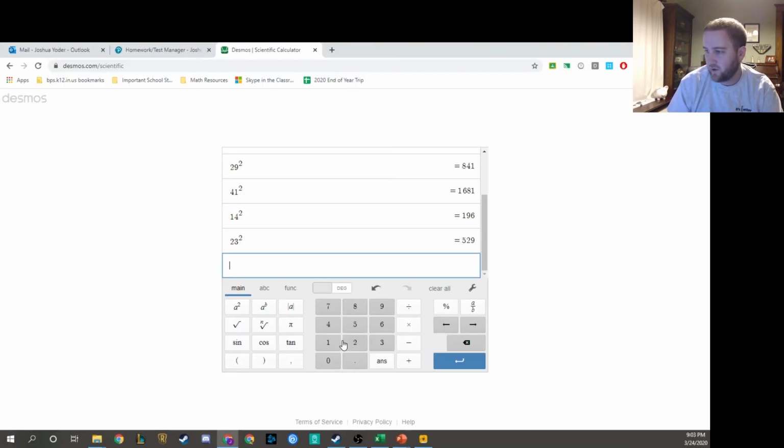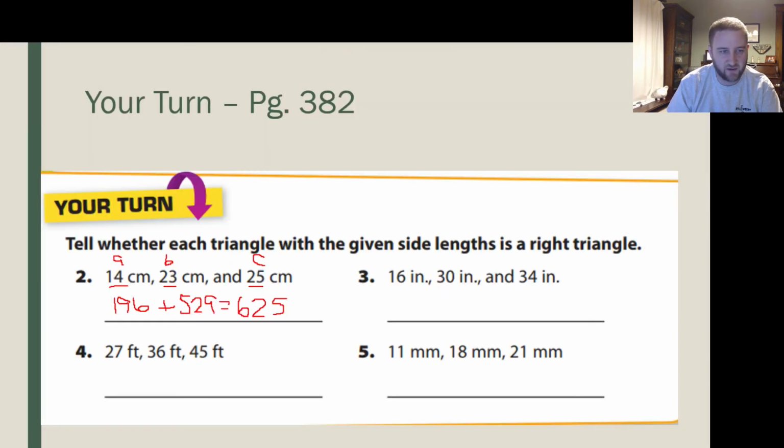So 196 plus 529 is equal to 725. 725 is not equal to 625. So this first one is not a right triangle.